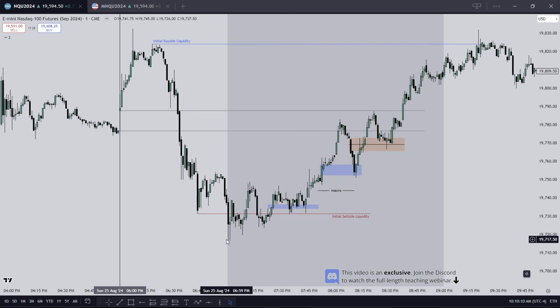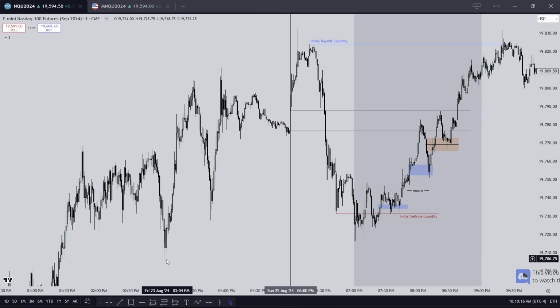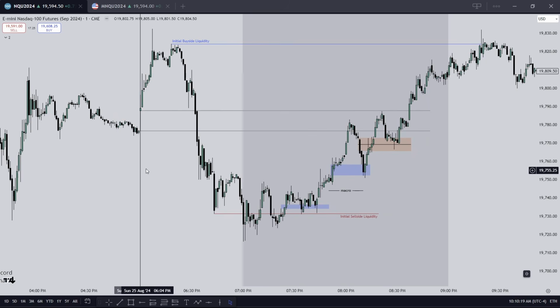Take out initial sell side. Where's the focus? Buy side up here. Formed when? After 6 p.m. I'm not focused on anything back here. We're not looking at any sell side down here. I don't care about that.